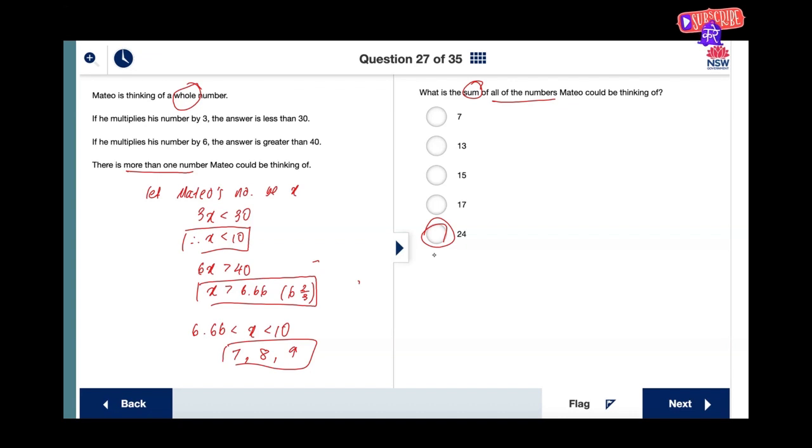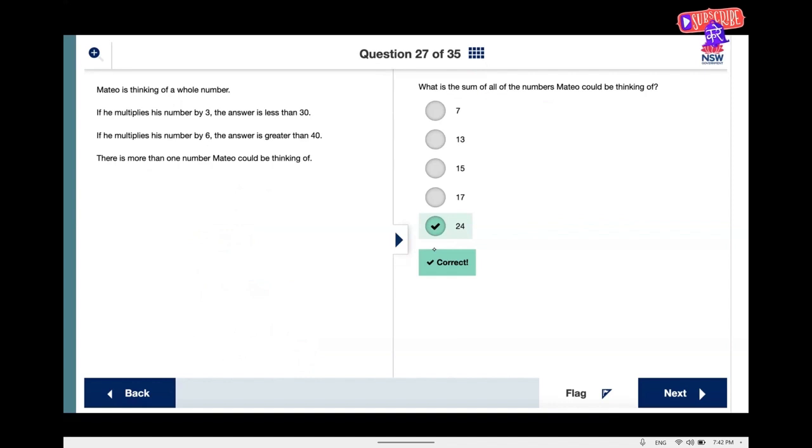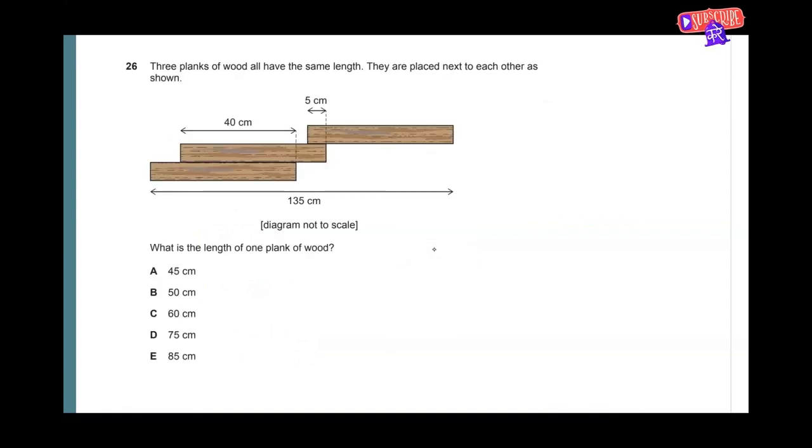And so this is our last question. 3 planks of wood all have the same length. They are placed next to each other as shown. So this is from the 2022 selective exam.